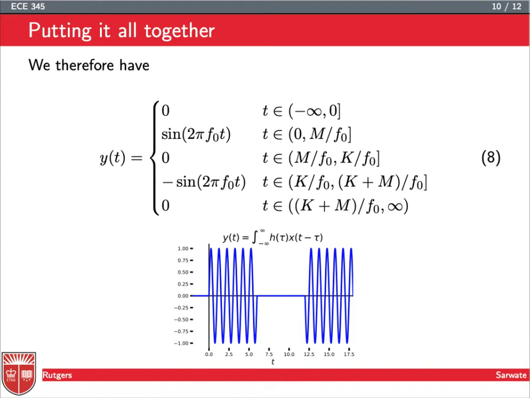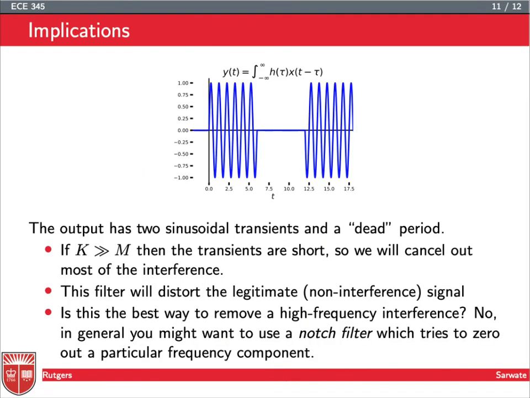So this doesn't look so great because this period here where I cancel out the interference is kind of short. But let's try and take a look more generally, because we've proved a very general formula for how this system works. So the output has 2 sinusoidal transients and a dead period. If k is much larger than m, then the transients are going to be short. So we're going to cancel out most of the interference. So instead of looking like this, we're going to have like this, dead period, and then like this.